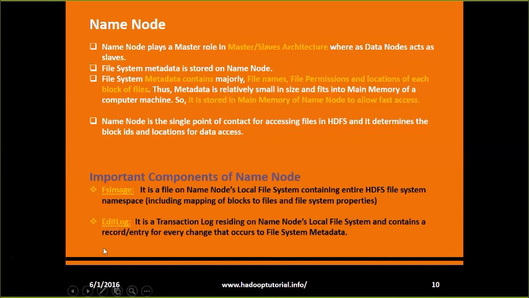Now, what about the second component? What is the importance of the second component? Edit log is a transaction log, and it resides in the name node's local file system. Only the local file system, not in RAM memory, and it contains an entry for every change that happened to your file system metadata.